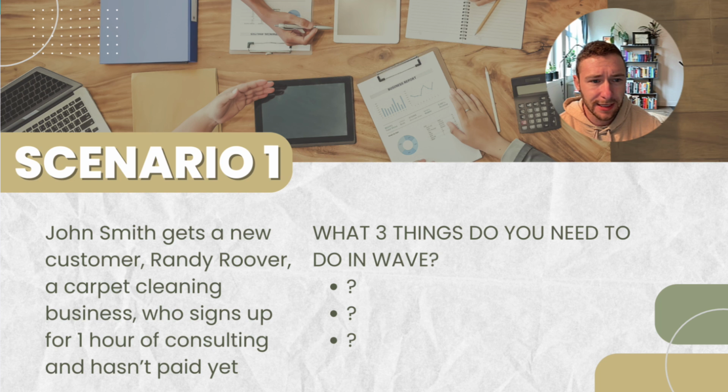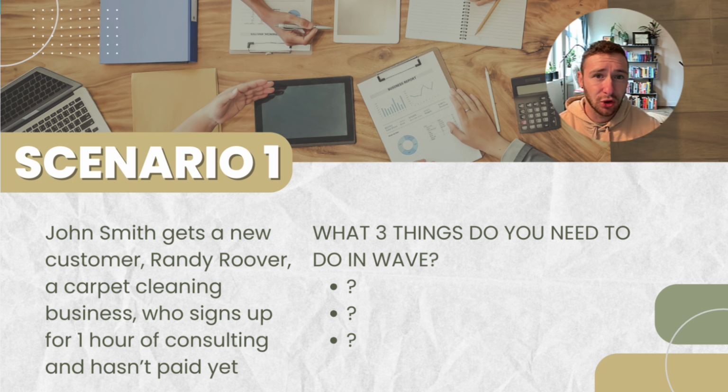Okay, so let's run through a fictional scenario. And this time, you're going to tell me what we're going to do, using the knowledge that you just received in the last tutorial. So in our first scenario, let's say John Smith, the owner of Marketing Experts, gets a new customer, Randy Roover, a carpet cleaning business who signs up for 1 hour of consulting and hasn't paid yet. There are 3 things you're going to need to do to deal with this transaction in Wave. What are those 3 things?